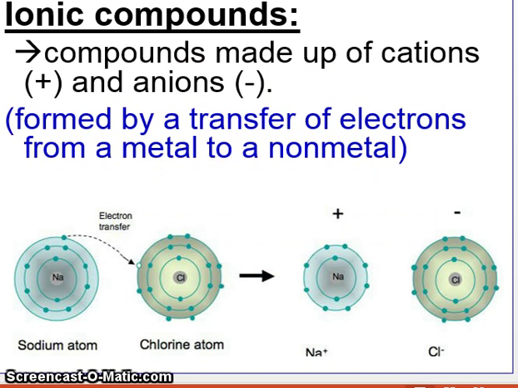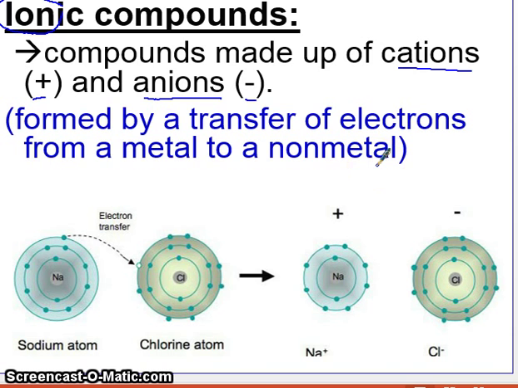So first, going over ionic compounds. Ionic compounds, that word ionic refers to the fact that you have ions in them. And ions can be positive or negative. The positive ones are called cations. The negative are called anions. And they are formed whenever there is a transfer of electrons from a metal to a nonmetal.